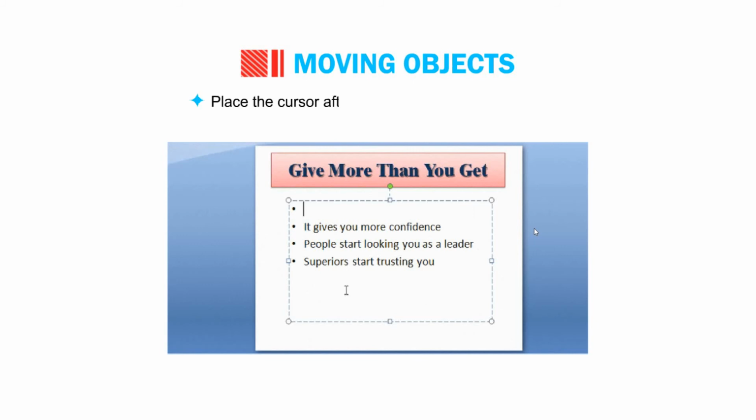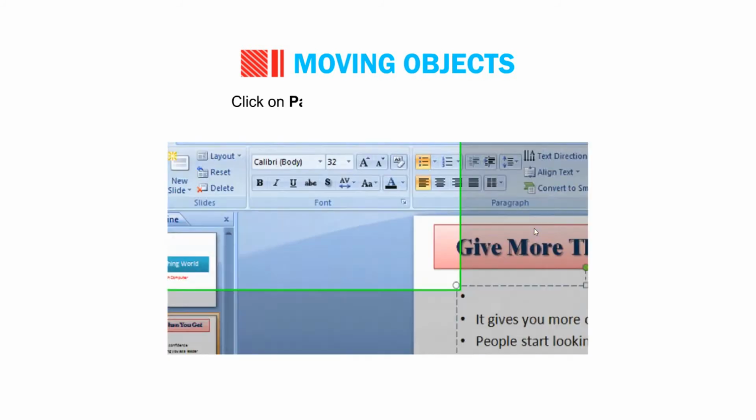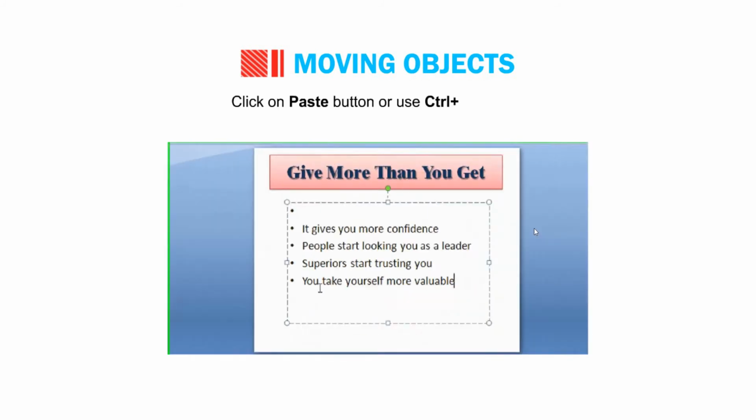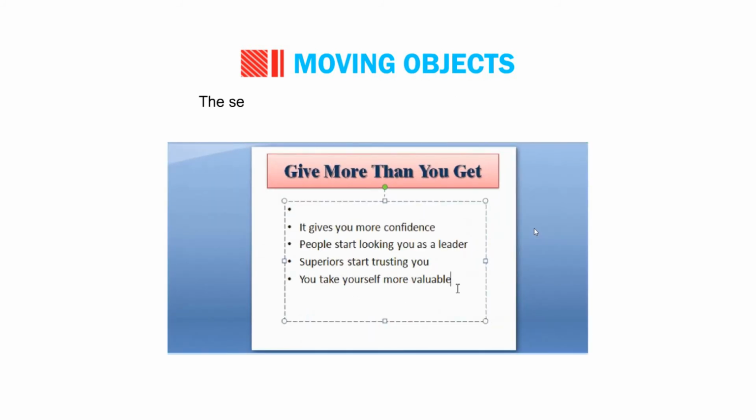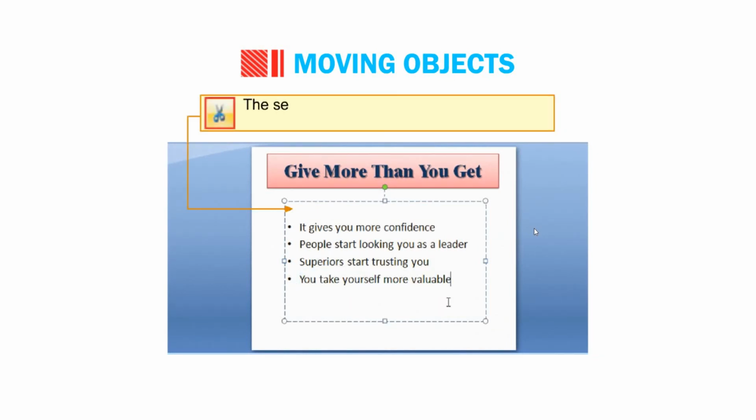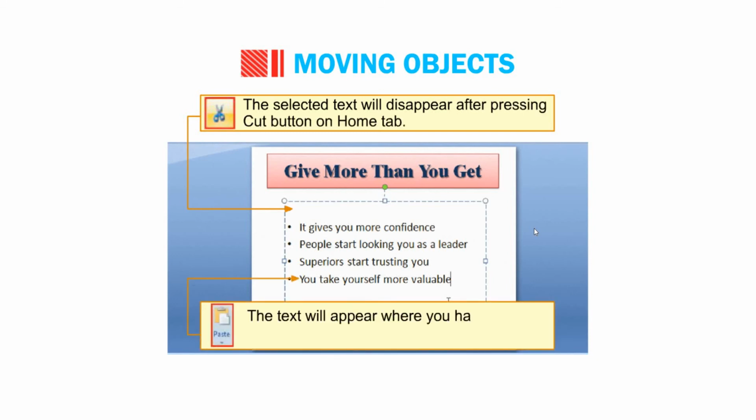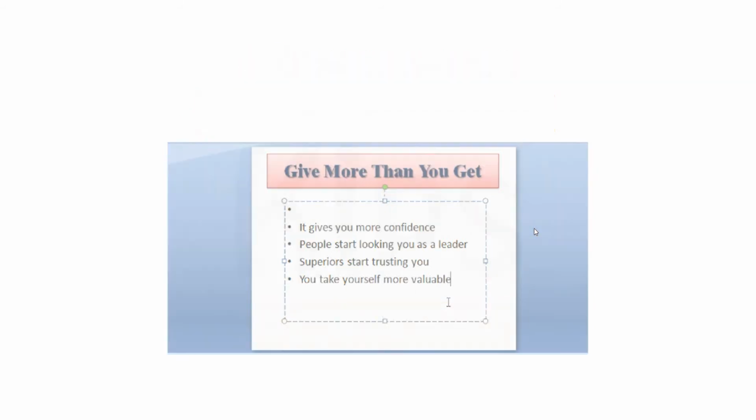Place the cursor after the last point on the same slide. Click on the Paste button or use Ctrl+V. The selected object will appear at the cursor position. The selected text will disappear after pressing the Cut button on the Home tab, and the text will appear where you have placed the cursor after pressing the Paste button.